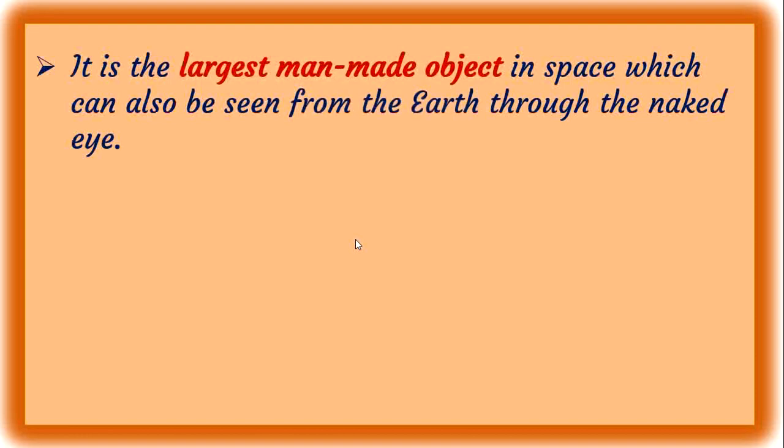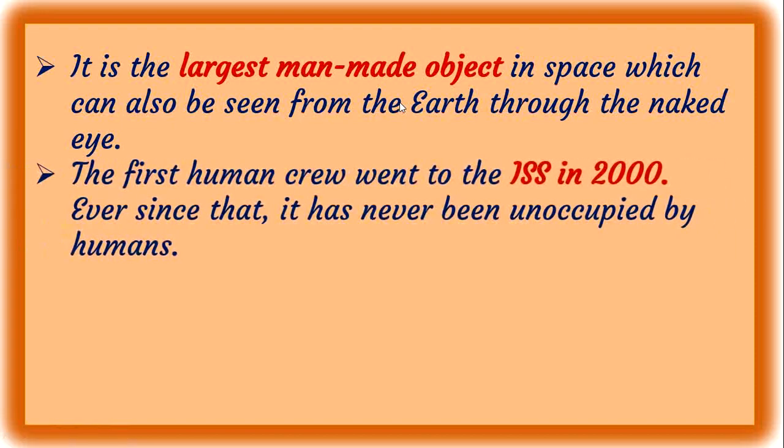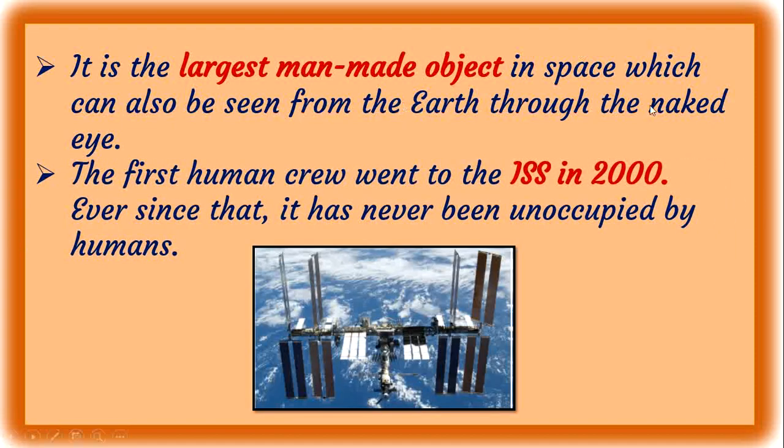It is the largest man-made object in space, and we can see it from the Earth through the naked eye. The first human crew went to the ISS in 2000. It has never been unoccupied by humans. So the first human crew, means set of people, went to the ISS in 2000.